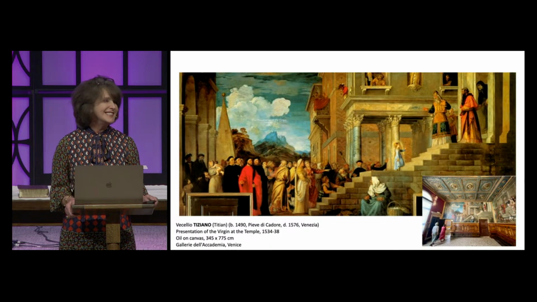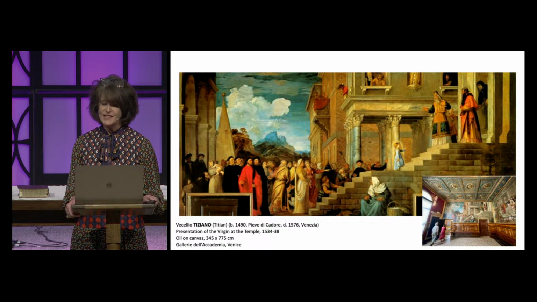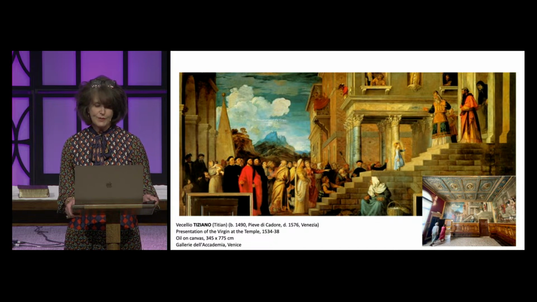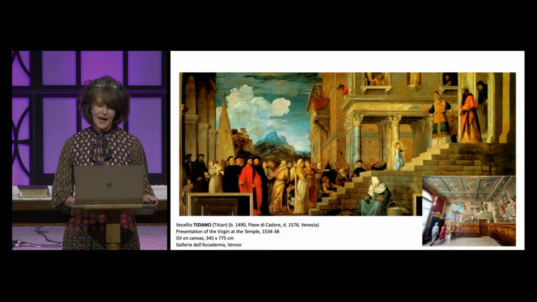And that makes sense because it was painted by Titian, who was the greatest painter of 16th century Venice and the first painter to have a mainly international clientele. In terms of Renaissance art, he is put in the same category with Michelangelo and with Raphael.